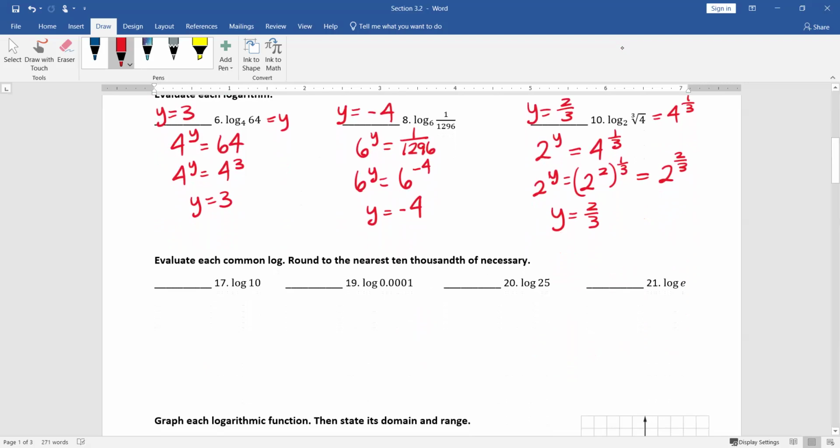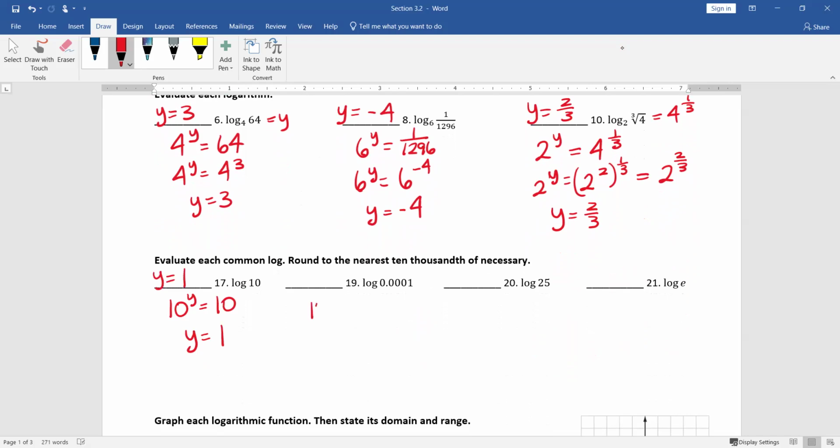We are now working specifically with common log. Remember, with common log, you have an understood base of 10. So what this is saying is the log of 10 just means that we have a base of 10 raised to some exponent. Well, we know that that exponent must equal 1 because anything to the power of 1 equals itself. So the answer is 1.